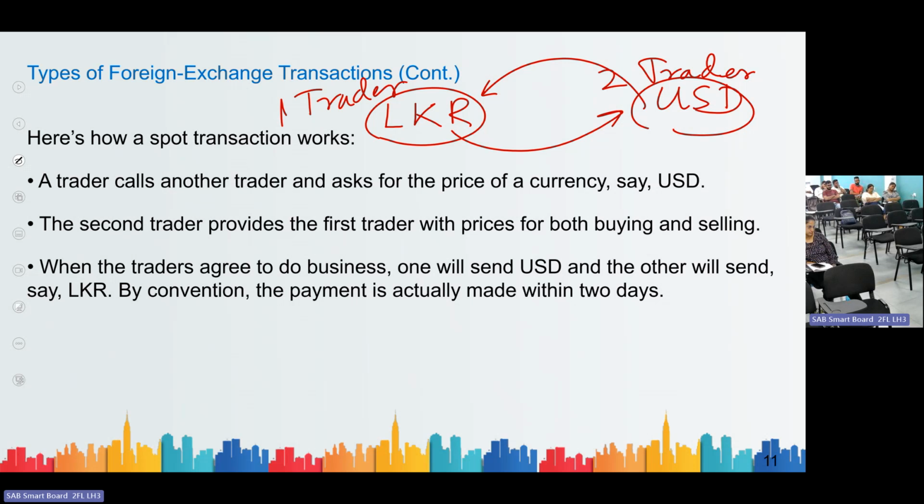The first trader calls the second trader and asks for the price of the currency, the current exchange rate. And the second trader provides the first trader with the price, that is the exchange rate, both buying and selling. When the traders agree to do the business, the second trader will send USD to the first trader in exchange for LKR. By convention, the payment is actually made within 2 days, that means immediately. That is how a spot exchange transaction happens.